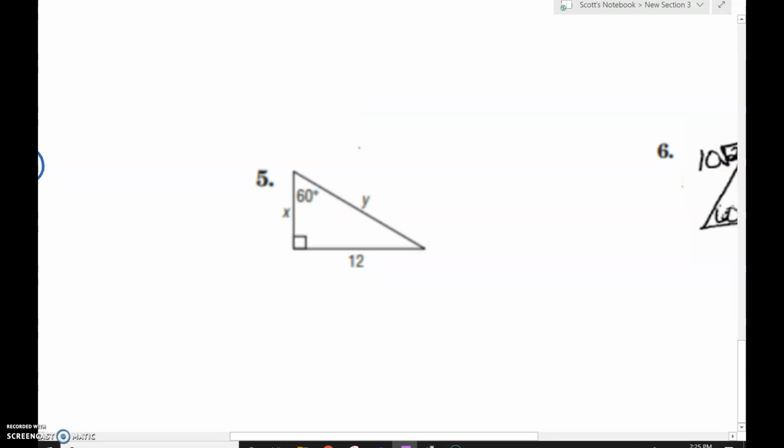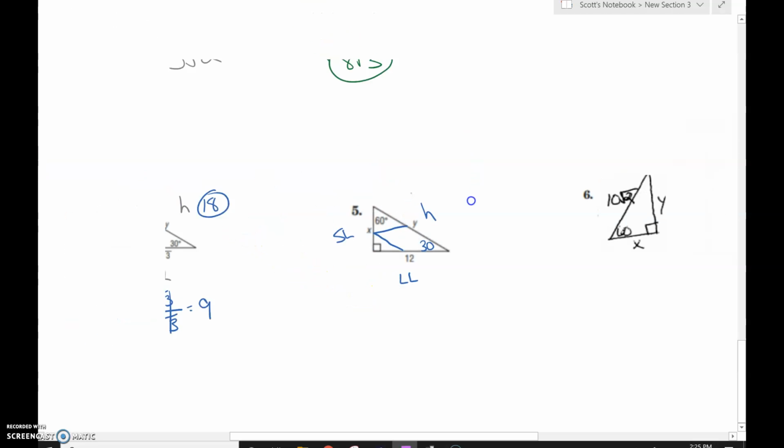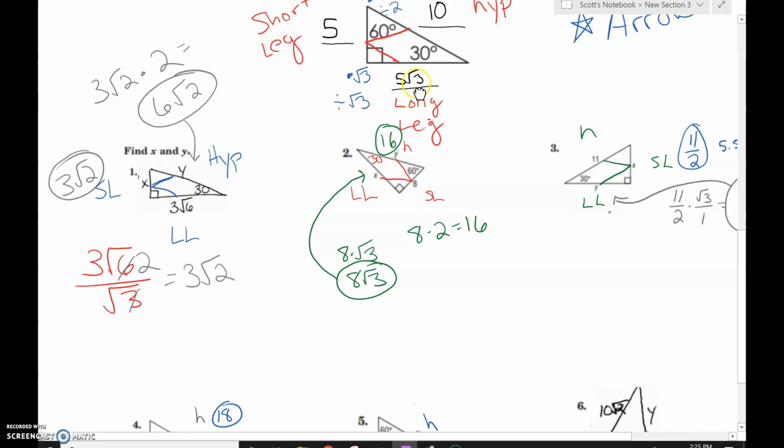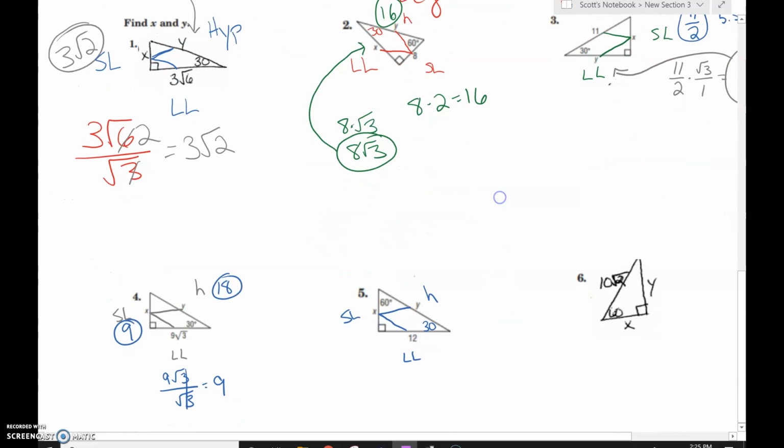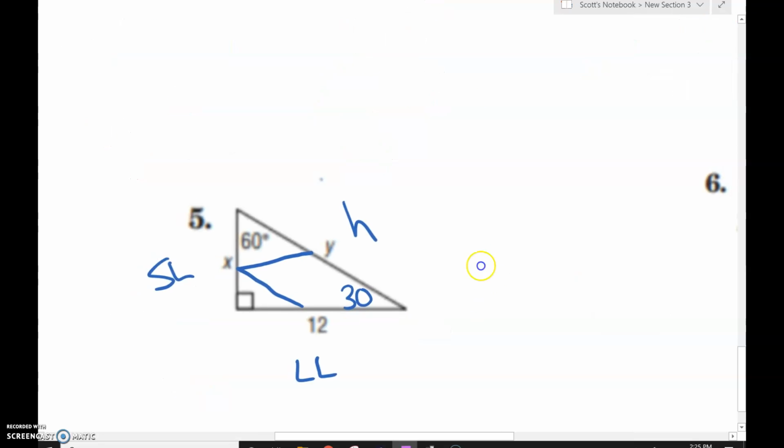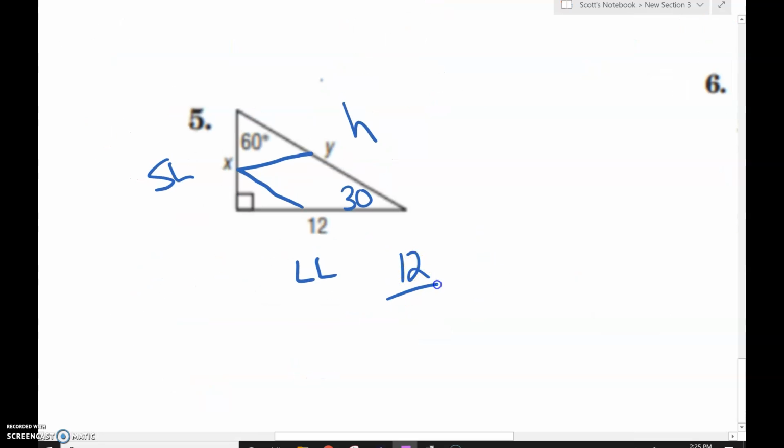Okay. Number 5, 60. Here's my 30. Shoot the arrow. Short leg, long leg, hypotenuse. Ask yourself, what do I have to do to go from the long leg to the short leg? 5 square root of 3 to 5. It's all about the location. It's getting smaller. So I'm going to take 12 and divide it by the square root of 3.